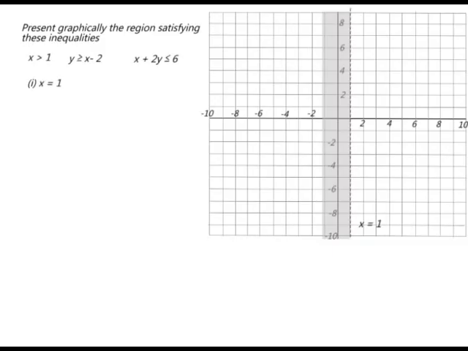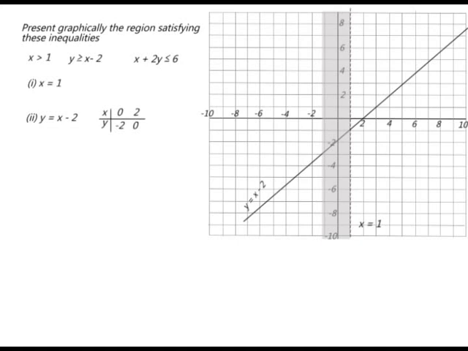The next line, y is greater or equal to x minus 2. The first thing we notice is that the line will be continuous. As an equation, this will be y is equal to x minus 2. Now we look for 2 points. Choose 2 values of x and calculate the corresponding values of y. We'll choose 0 and 2. And so when x is 0, y will be minus 2. And when x is 2, y will be 0. That's the line.